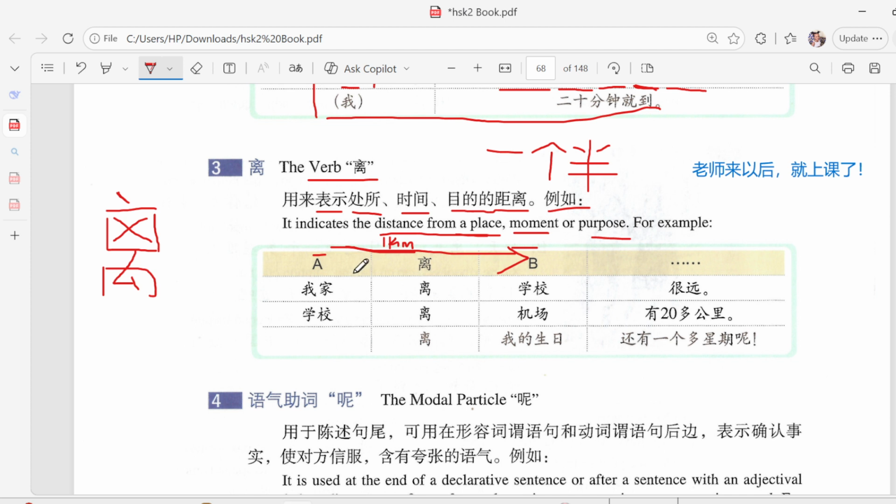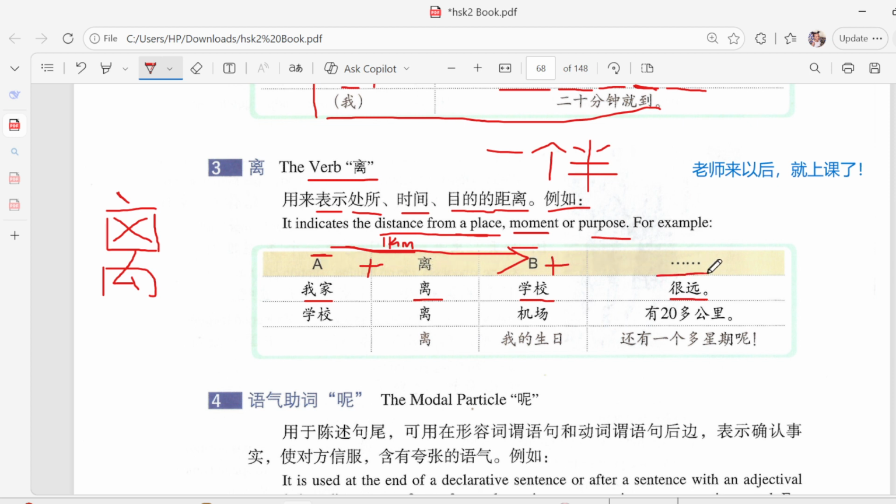Okay, let's now look at the examples. For example, 我家, my home. Let's say A is my home, 我家, and B is 学校. And then you say 很远, so it means my home is far from school, very far. 我家离学校很远. 我家离学校很远. So the formula, keep it in mind, is A plus 离 plus B.